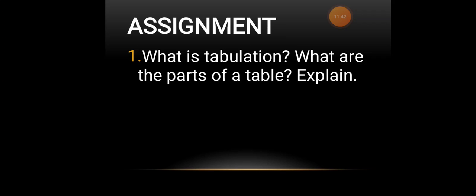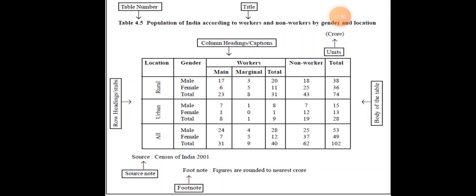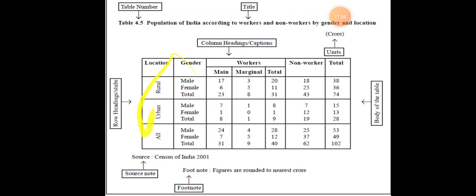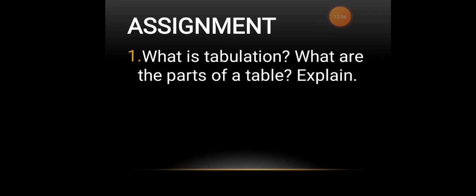So the assignment part: what is tabulation? What are the parts of the table? Explain. And what I want you to do is create a table. I want your own table number, your own title, your own rows, headings, the body of the table, the unit of measurement, the source note, the footnote, from where you have taken everything, you should do by your own. This is the assignment for today.